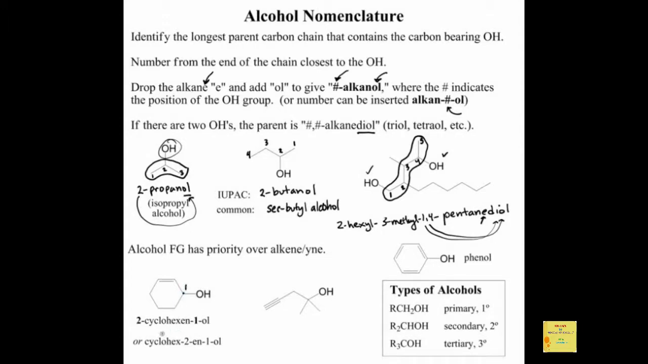And then we're going to number, again, either clockwise or counterclockwise to take care of the rest of the functional groups. So, of course, now we'll number in a counterclockwise direction so that the double bond gets the lowest possible number. So this molecule is called 2-cyclohexene-1-ol. So the 2 refers to the double bond, and the 1 refers to the OH group.